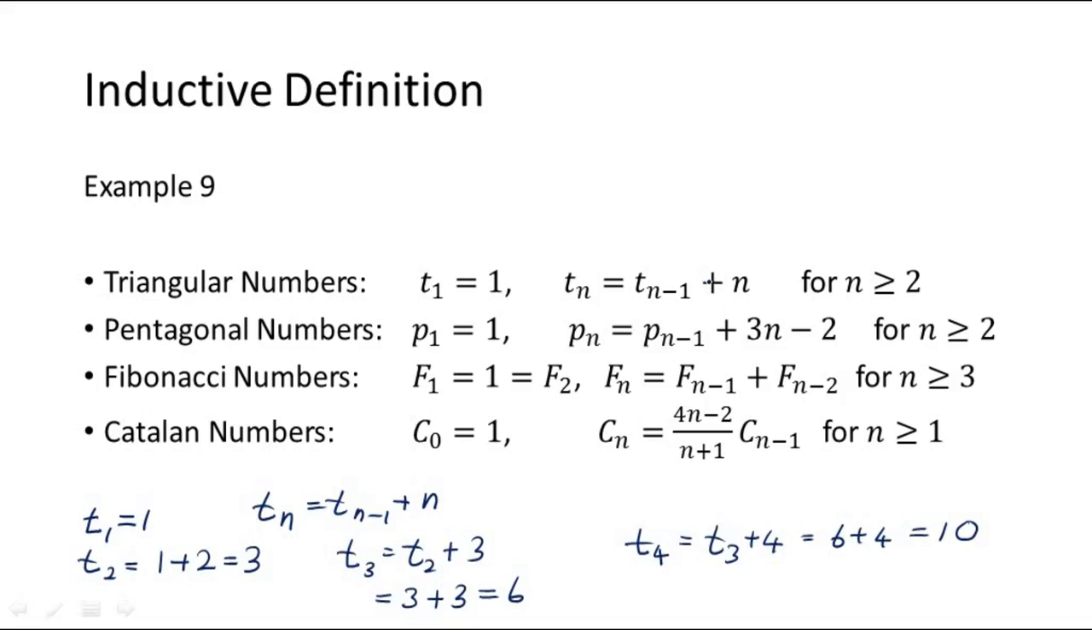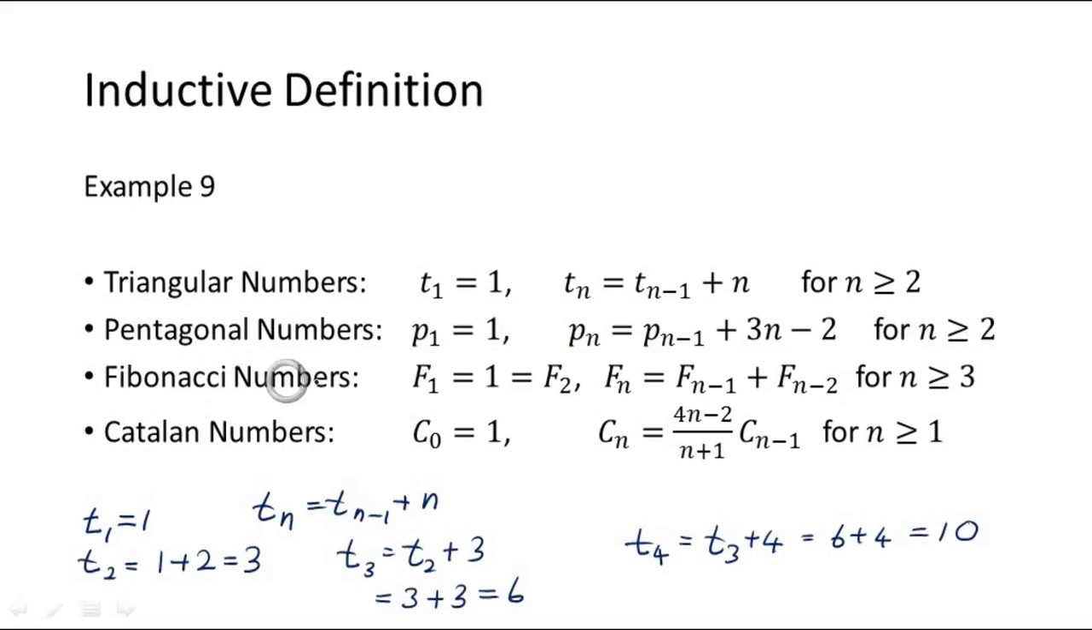Similarly, pentagonal numbers can be defined inductively or recursively by declaring P1 to be equal to 1 and Pn, the nth pentagonal number, equals the (n minus 1)st pentagonal number, that is the one before Pn, plus 3n minus 2. Note that this recursive formula is valid for n greater than or equal to 2, because for the case n equals 1, we have to use the base case to compute the first pentagonal number.